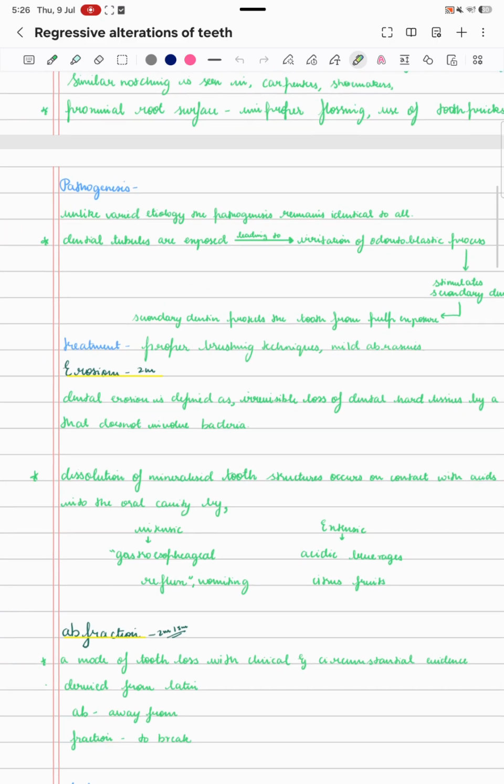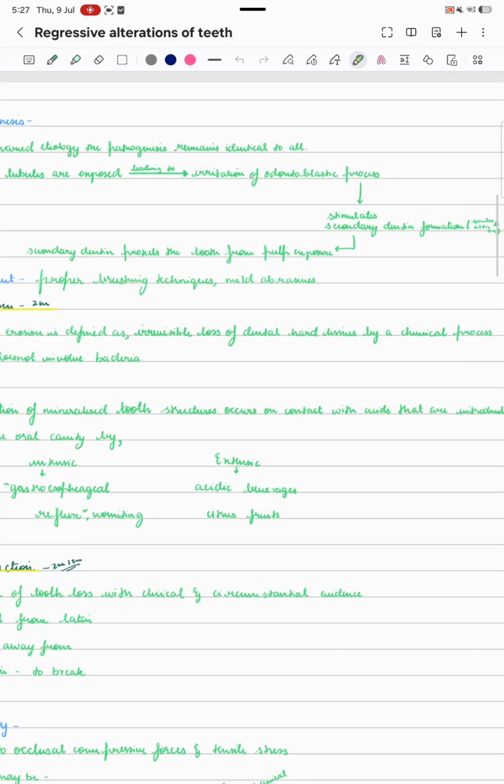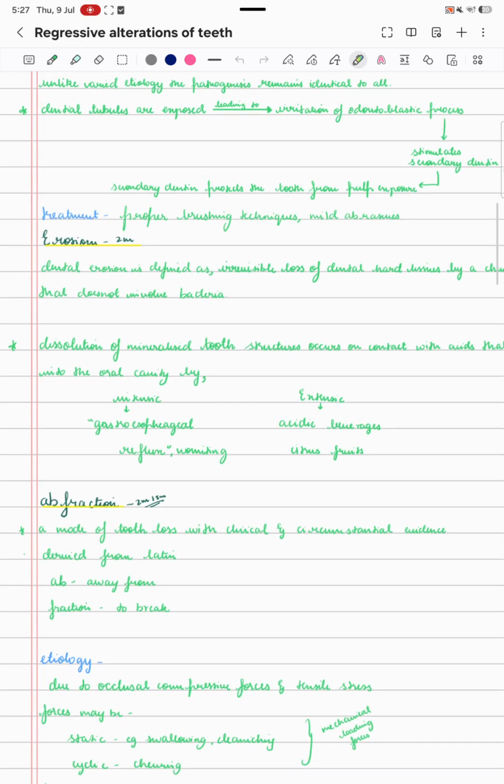Now coming to the pathogenesis, unlike the varied etiology, pathogenesis remains identical to all. The dentinal tubules are exposed, leading to irritation of the odontoblastic process. The odontoblasts stimulate secondary dentin formation. Secondary dentin protects the tooth from pulpal exposure.